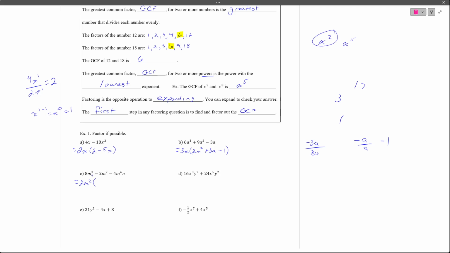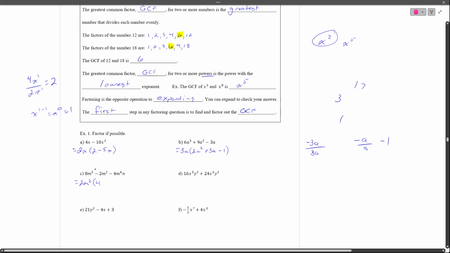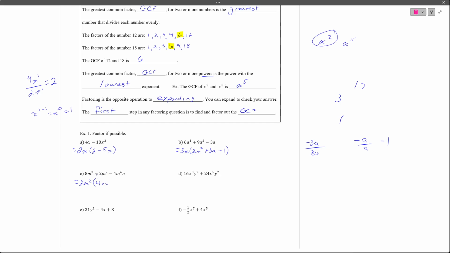So 8m cubed divided by 2m squared, 8 divided by 2, that's 4. M cubed divided by m squared, we subtract the exponents, so that's just going to be m. Now the next one, negative 2m squared divided by 2m squared. So the whole thing gets canceled out, but we still have the negative, so it'd just be negative 1. Now we have 4m to the power of 4n.